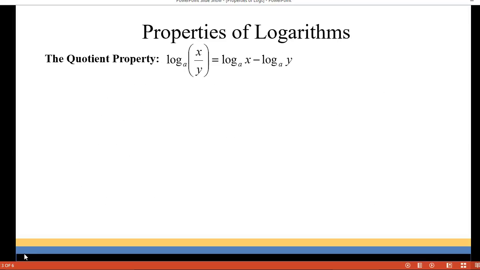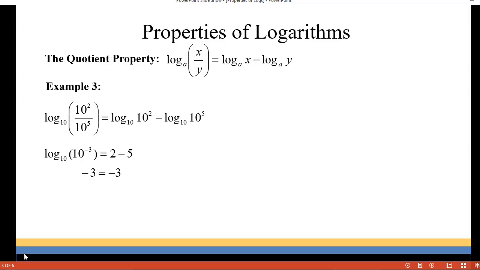Let's look at a quotient property. We have log base a of x over y, and with the quotient property, you're going to subtract the logs. So this proof would be very similar to what we did on the last one. So I'm going to bypass that for now and just do an example. So we have log base 10 of 10 squared over 10 to the fifth. Using the property, you would rewrite that as log base 10 of 10 squared minus log base 10 of 10 to the fifth.